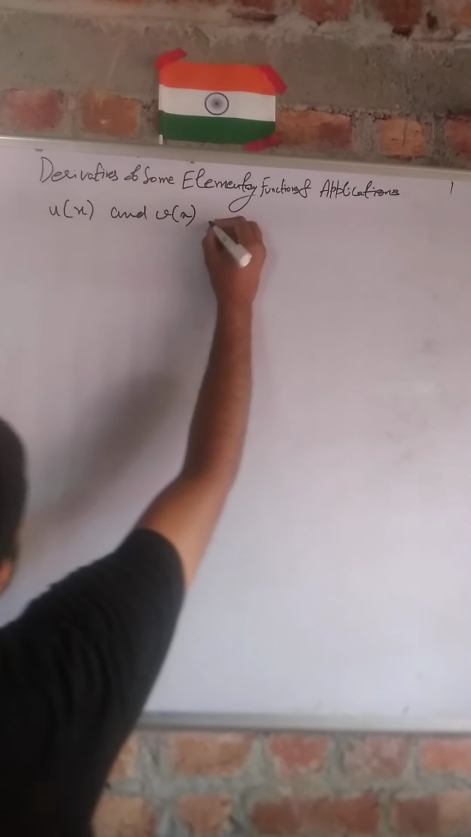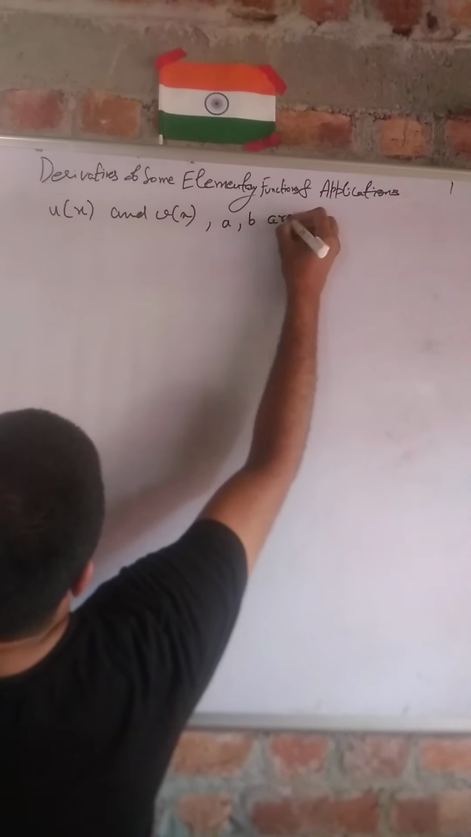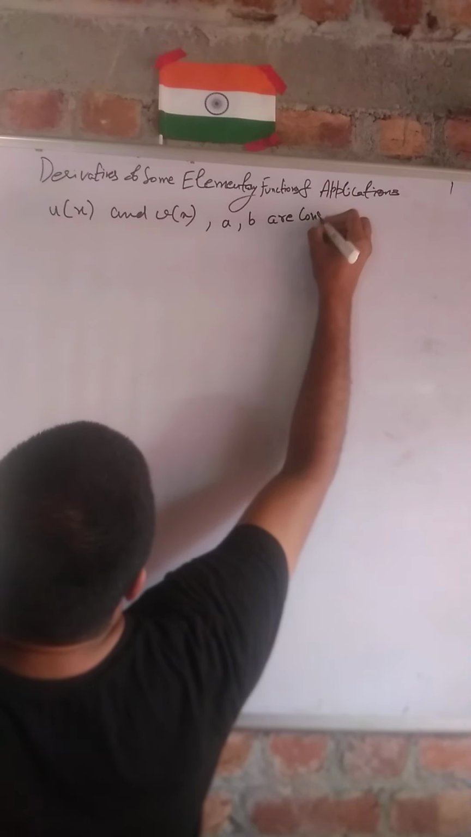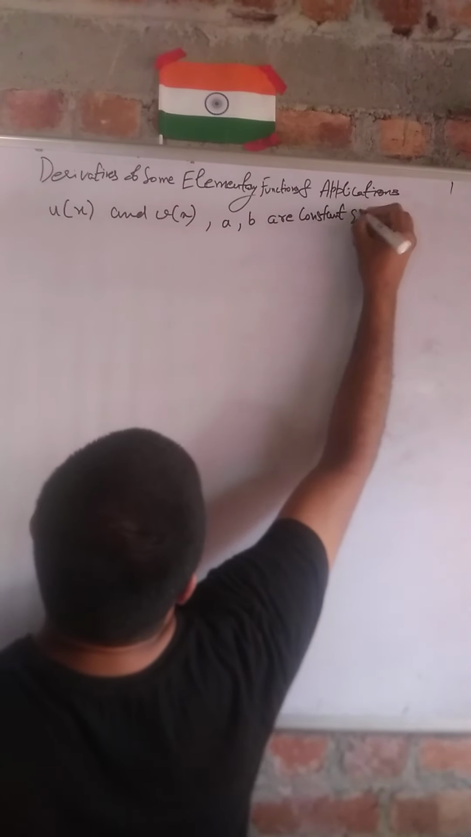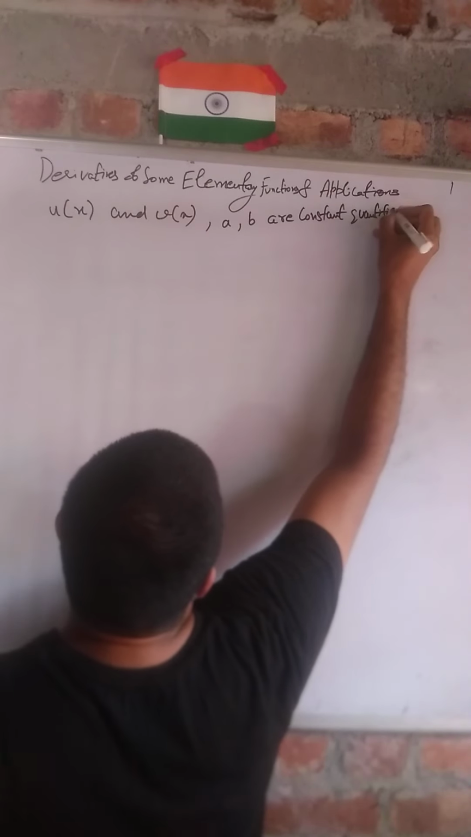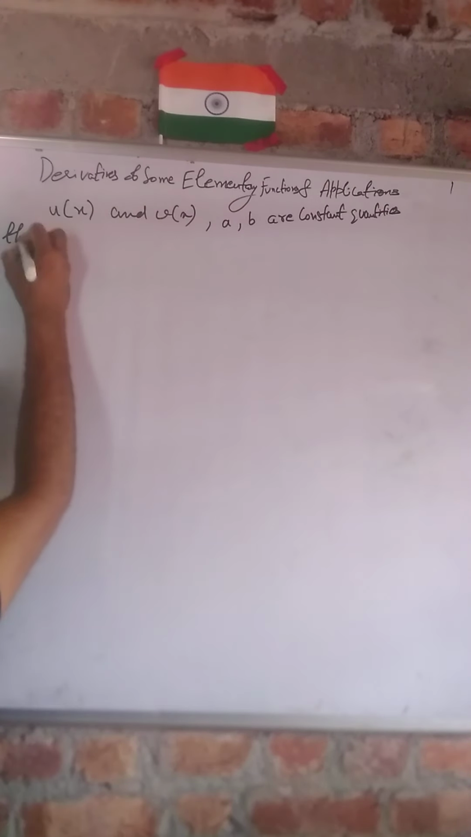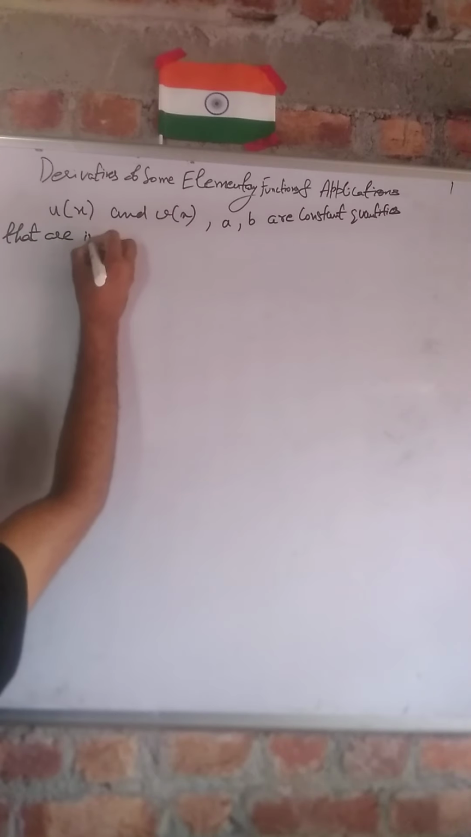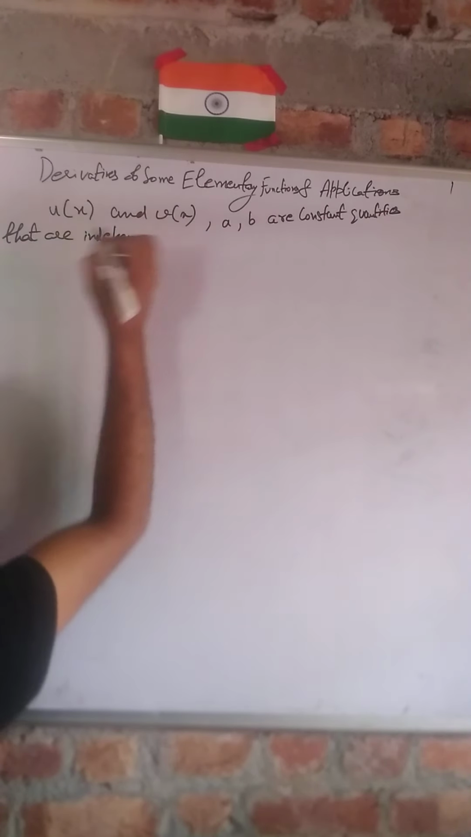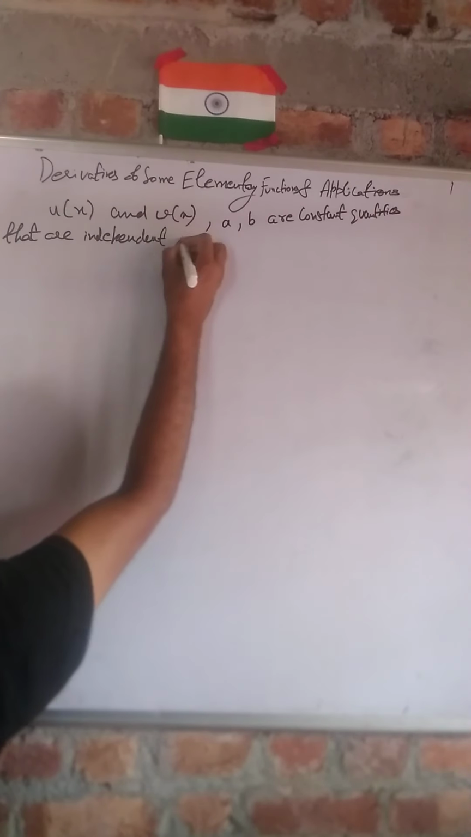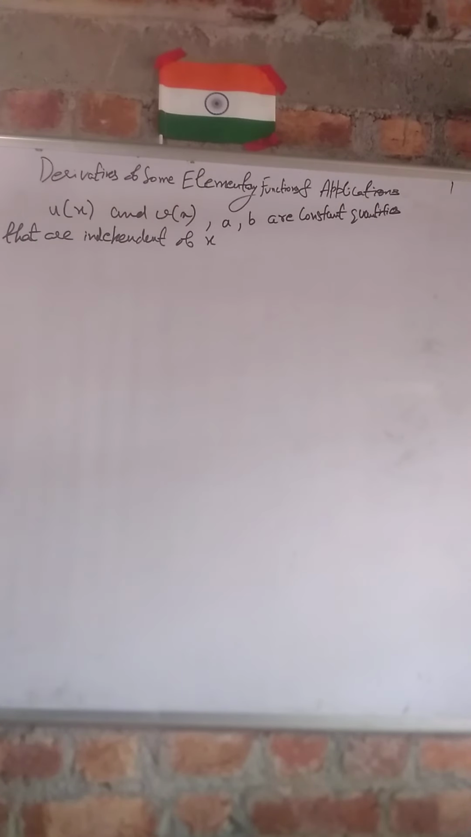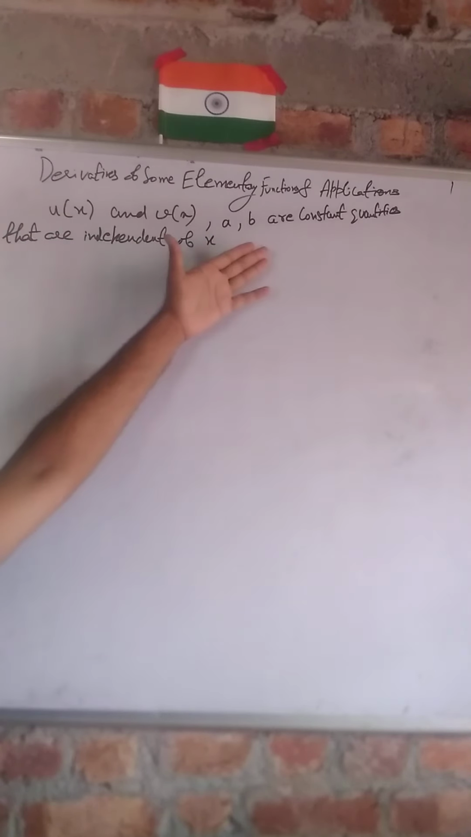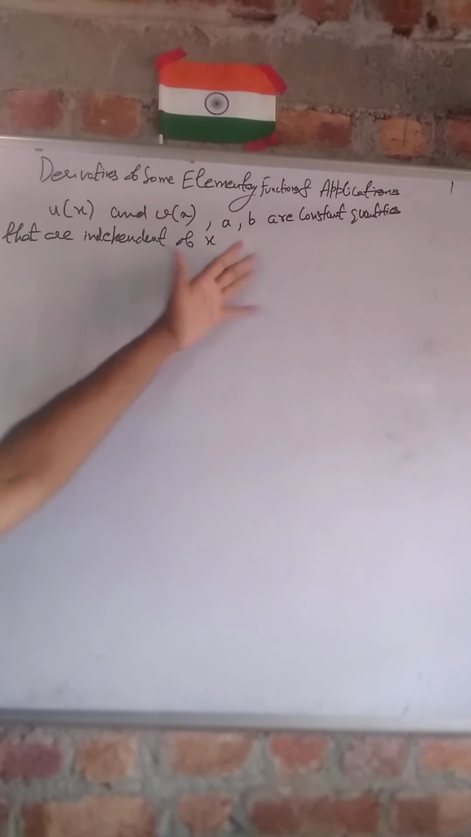Suppose a and b are some constant quantities that are independent of x. So students, then I will discuss with you derivatives of some of the functions. If you have u(x) and v(x) as arbitrary functions of x, and a and b are constant quantities that are independent of x.